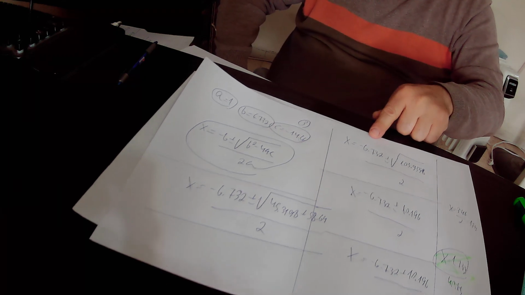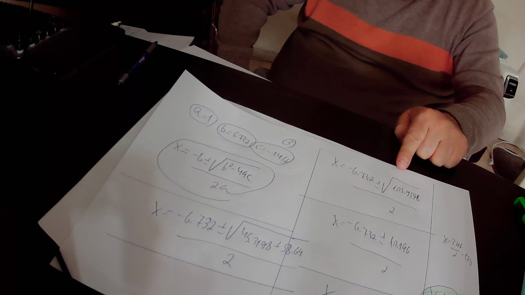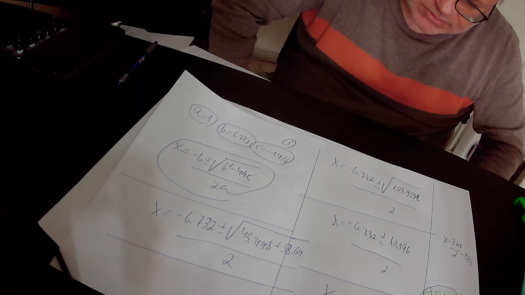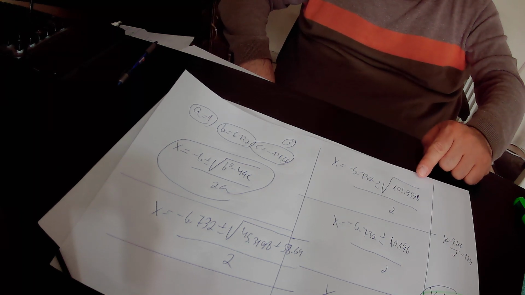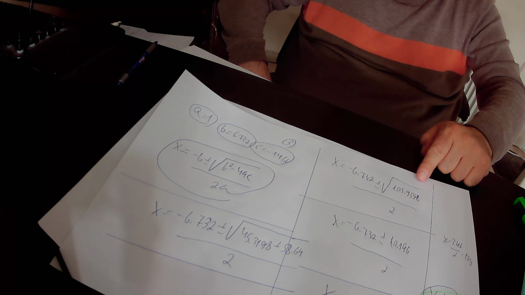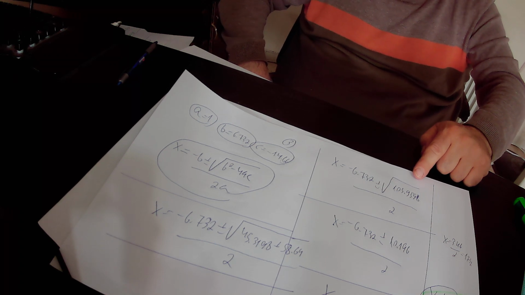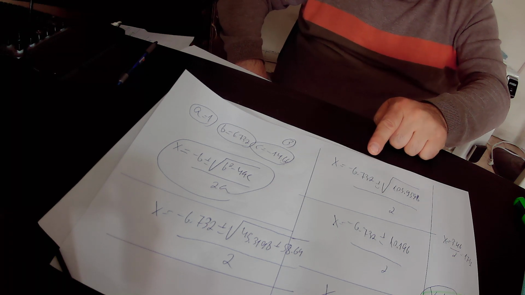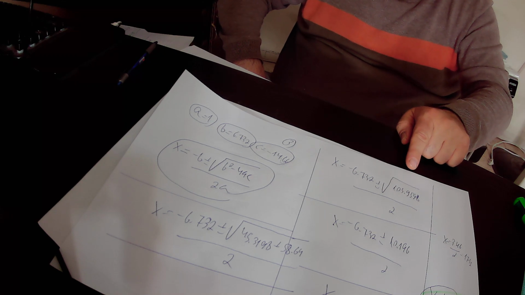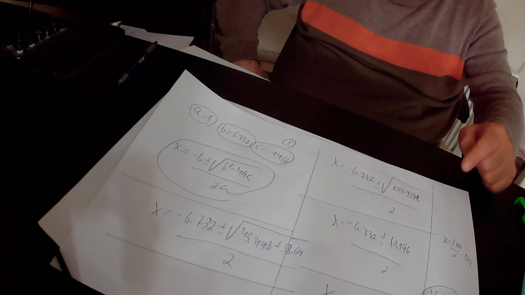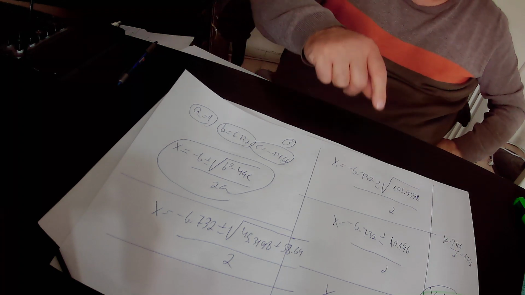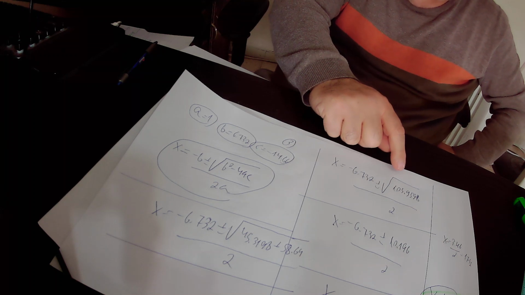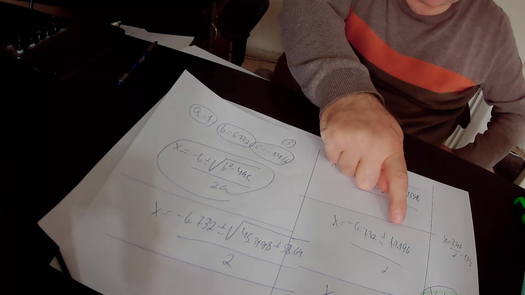So x equals minus 6.732 plus or minus, inside the root we have 45.3198 plus 58.64, that is equal to 103.9598. So inside the root we are left only with 103.9598, so x equals minus 6.732 plus or minus the square root of 103.9598, over 2. The square root of 103.9598 is 10.196, divided by 2.